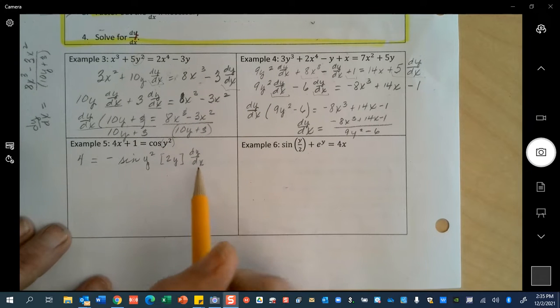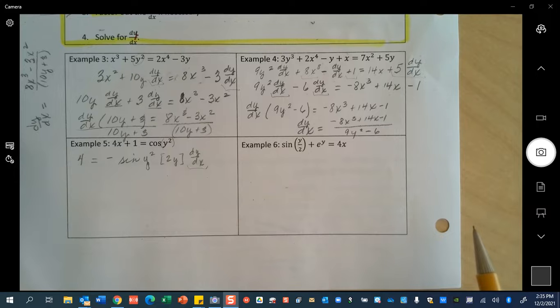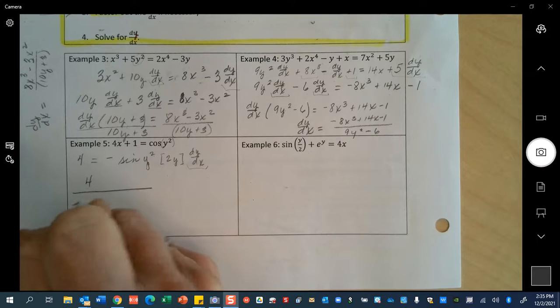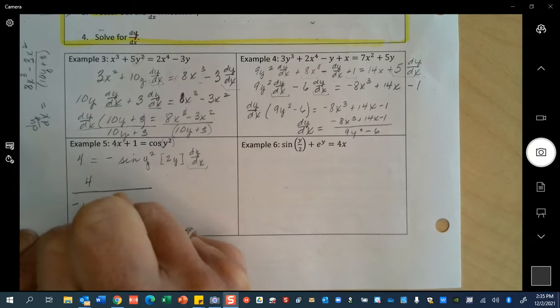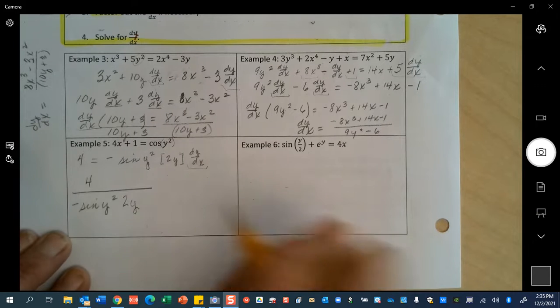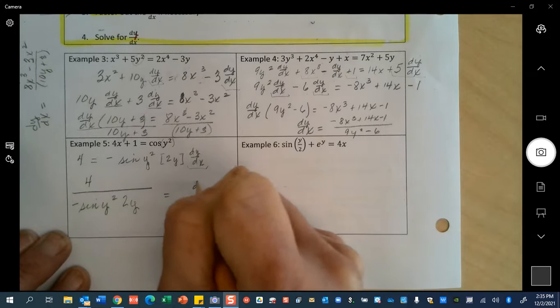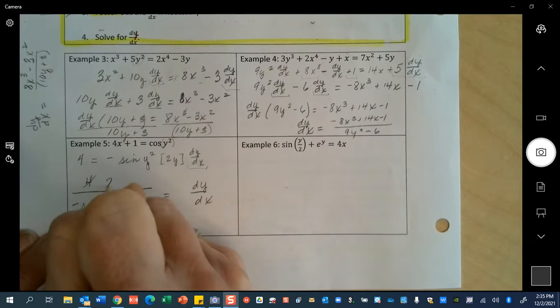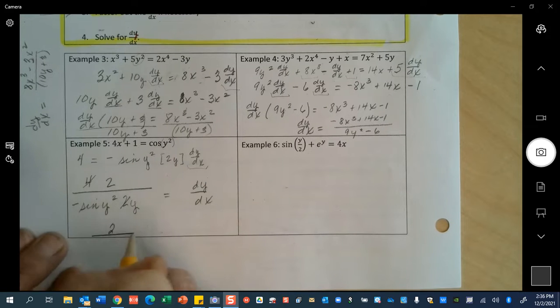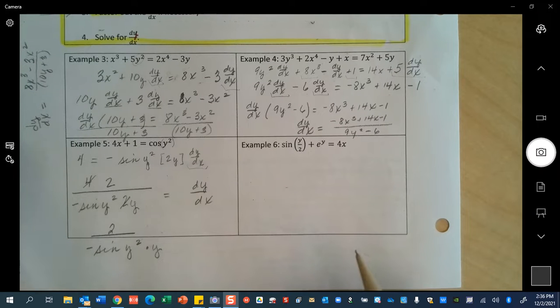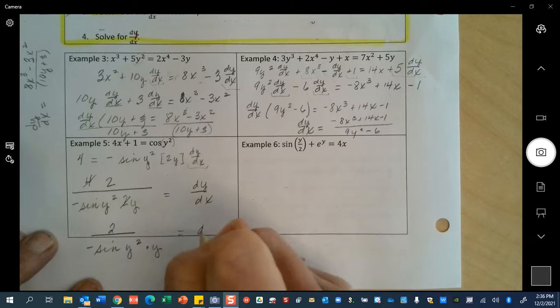All right, now I got to solve for dy/dx. And this 4 and this 2 can be friendly. So 2 over the opposite of the sine of y squared times y is equal to my derivative.